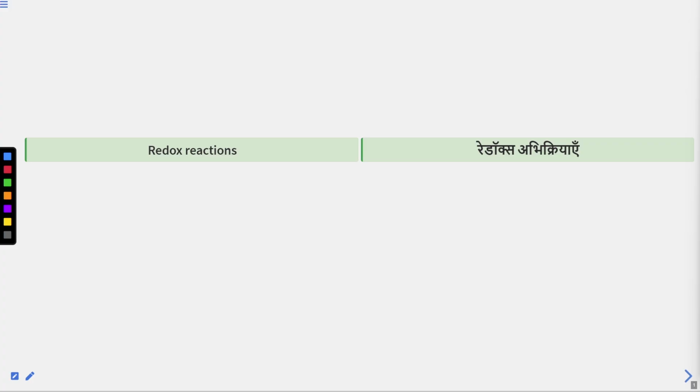Hello everyone. Today we are going to study the topic of redox reactions in detail. Let's start.